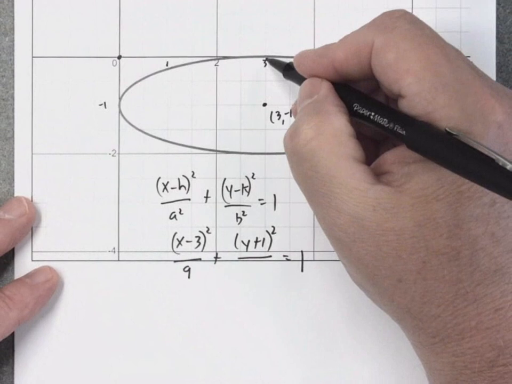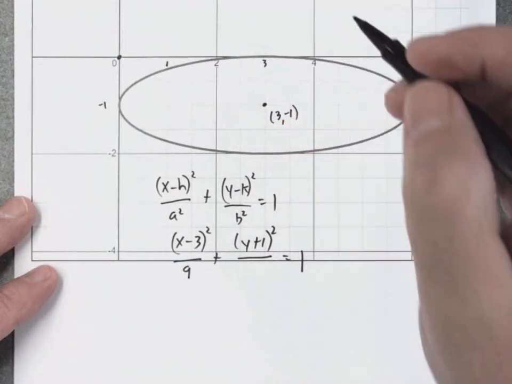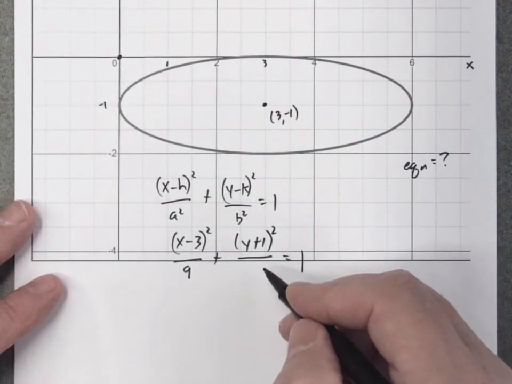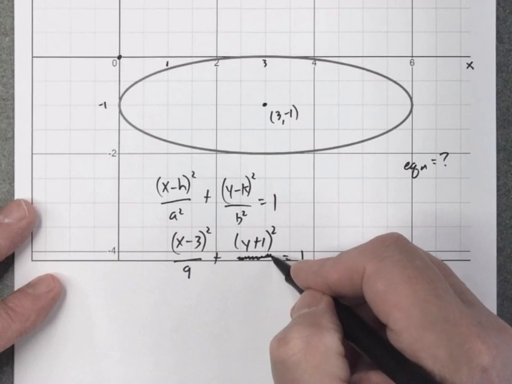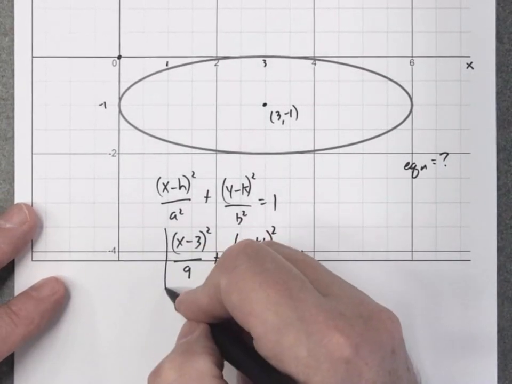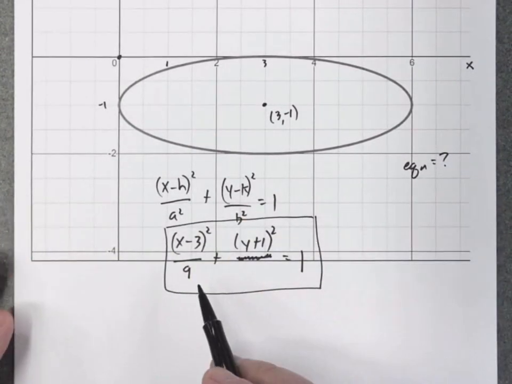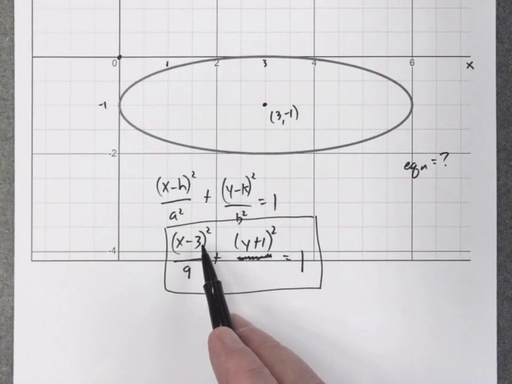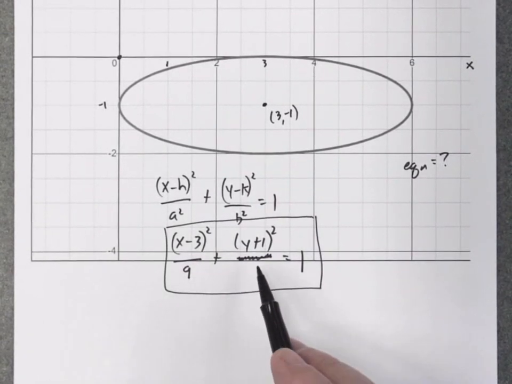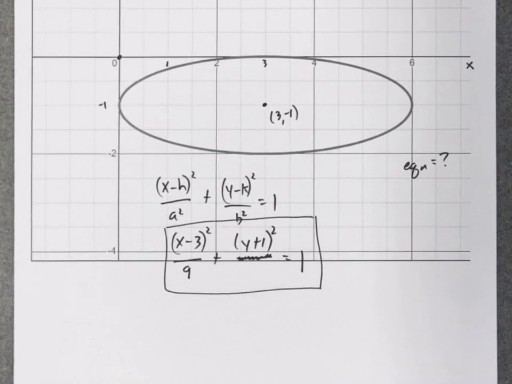And then for the distance b, in this case, it's up and down. You go a distance of 1 to get the minor vertices. 1 squared is just 1, so normally you just wouldn't have a fraction here. So then this would be that equation: x minus 3 quantity squared over 9 plus y plus 1 quantity squared equals 1. So ellipses, not too bad.